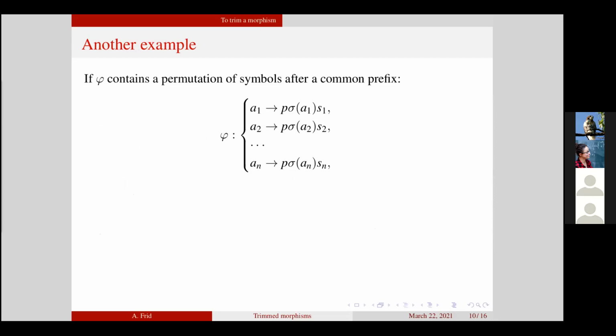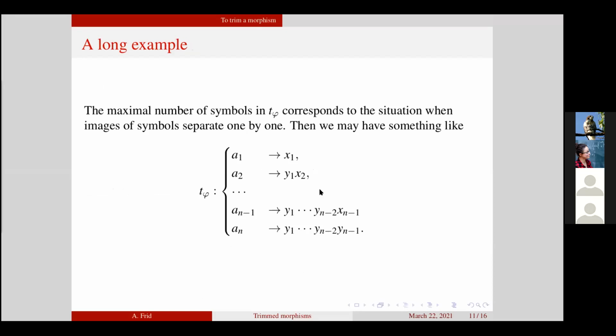So just several more examples. For example, if a morphism is marked in Francesca terms, or even if there is one common prefix and then a permutation of letters, then its trimmed version is just this permutation of letters. And so among trimmed morphisms, in some sense, there are all permutations. There are also some longer and nastier things.